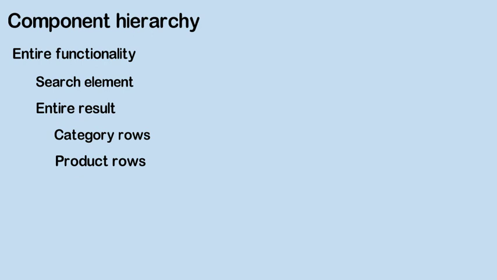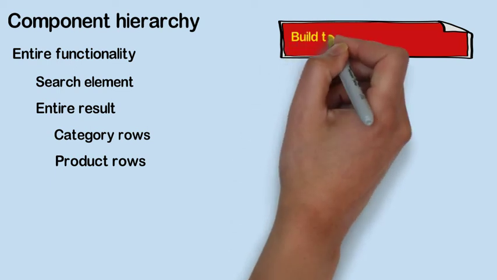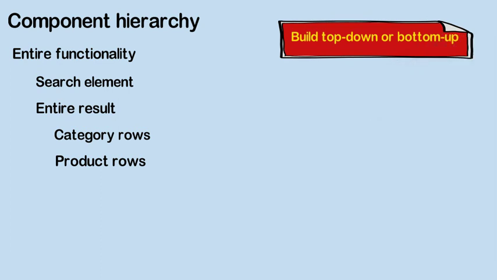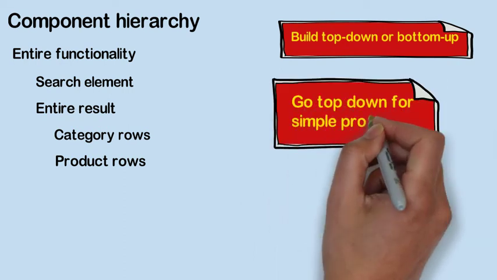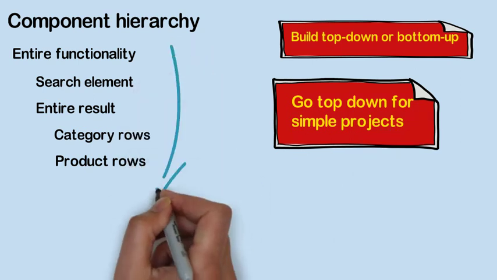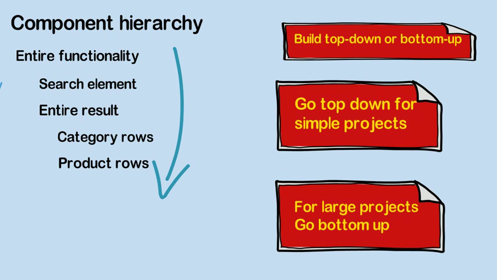The next phase is to implement your app based on this design. Again, you can build top down or bottom up. That is, you can either start with building the components higher up in the hierarchy or with the ones that are lower in it. It's usually easier to go top down in simpler projects, and on larger projects it's easier to go bottom up. So you have to keep these things in mind and start your project accordingly.